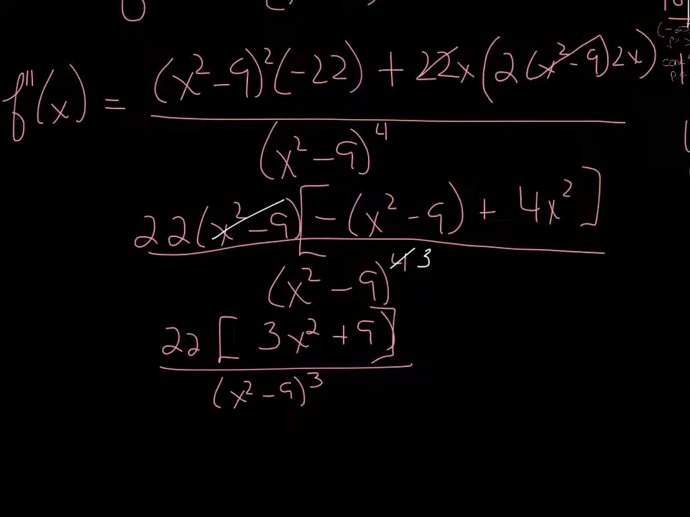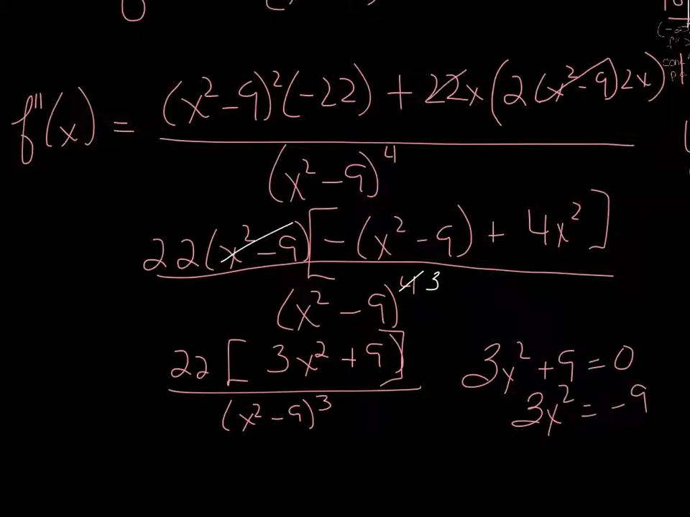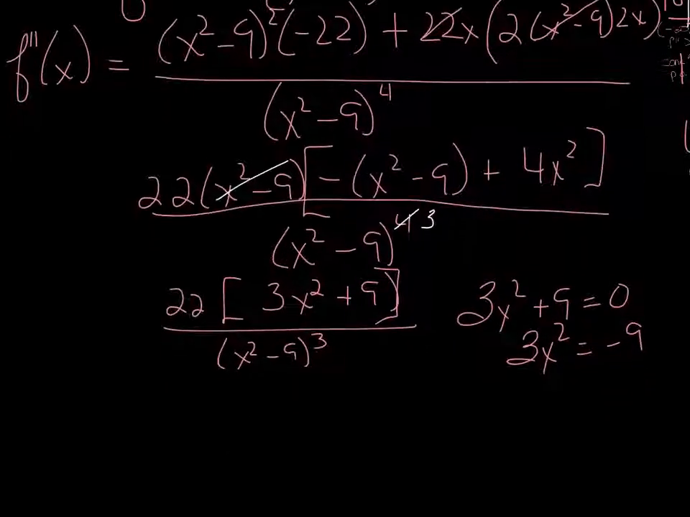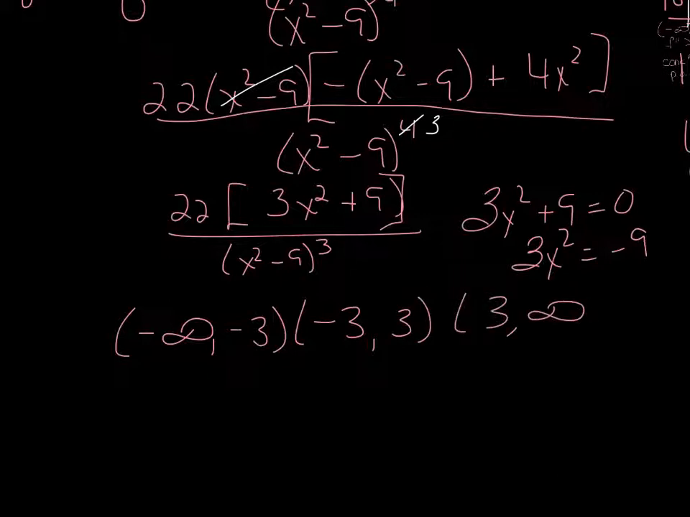All right. Do we have anything that would make the second derivative equal to 0? We're only worried about the numerator right now. Anything that would make that numerator equal to 0. Well, let's see. 3x squared plus 9 equals 0. 3x squared equals negative 9. No. So all we have to do is worry about our intervals that we established with our domain: negative infinity to negative 3, negative 3 to 3, and 3 to infinity.